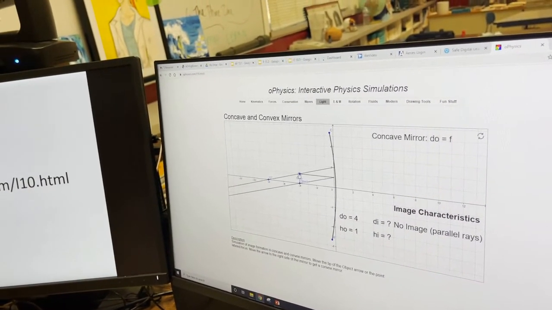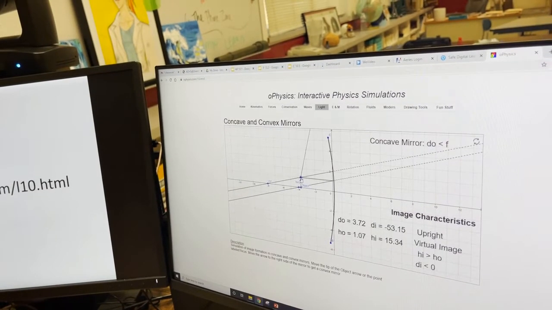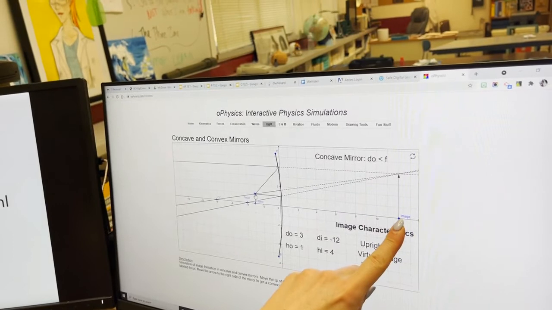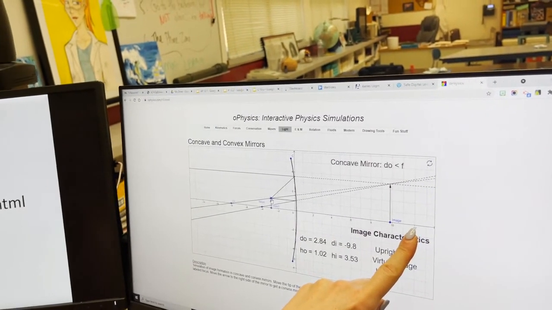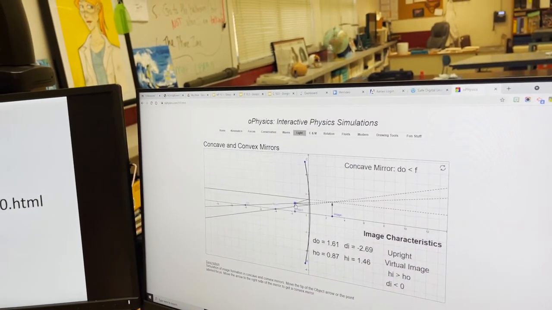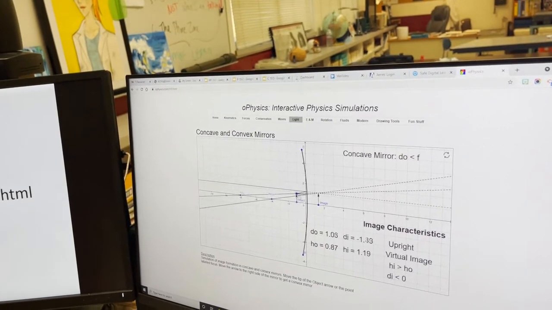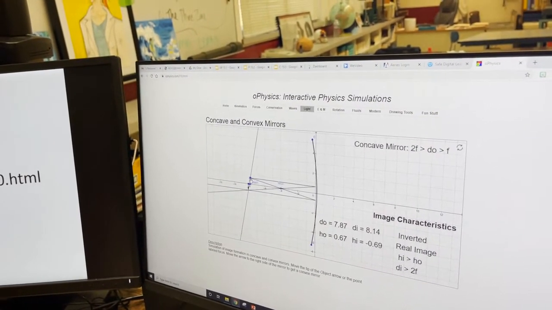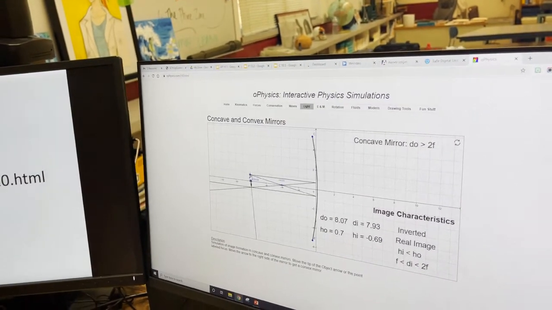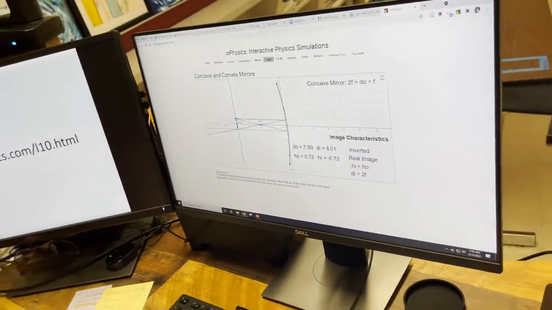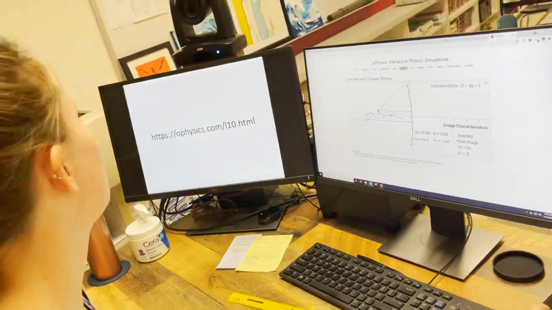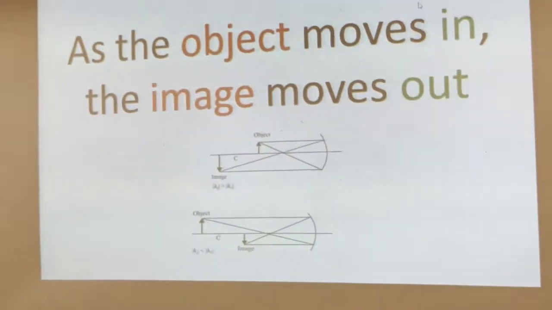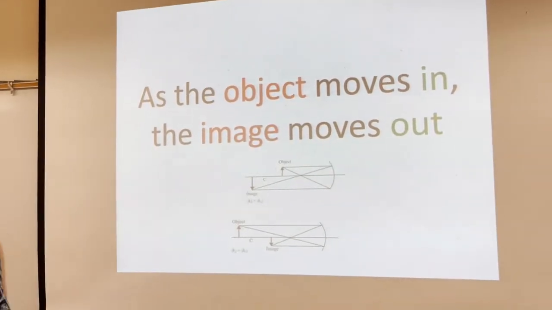What happens if you keep going? Now the object is behind the mirror, and that means it's a virtual image. And as I get closer, I get smaller and smaller. Okay, so this is cool. In fact, you can use this sim to check your work as we go forward. We're going to leave it up. You can see that as the object moves in, the image moves out.